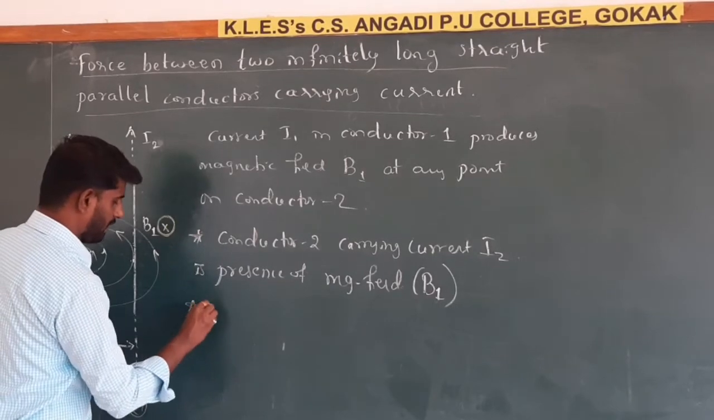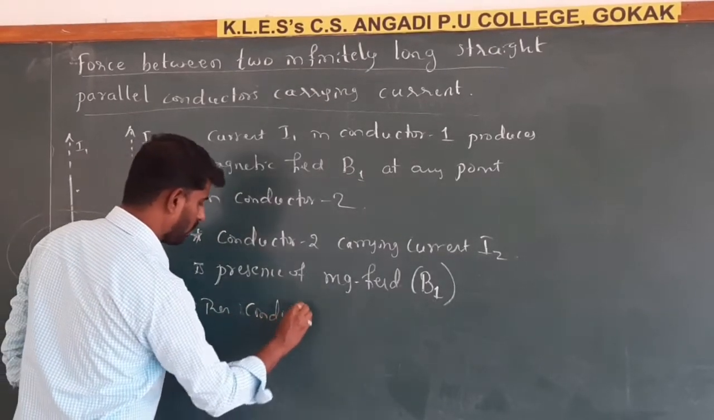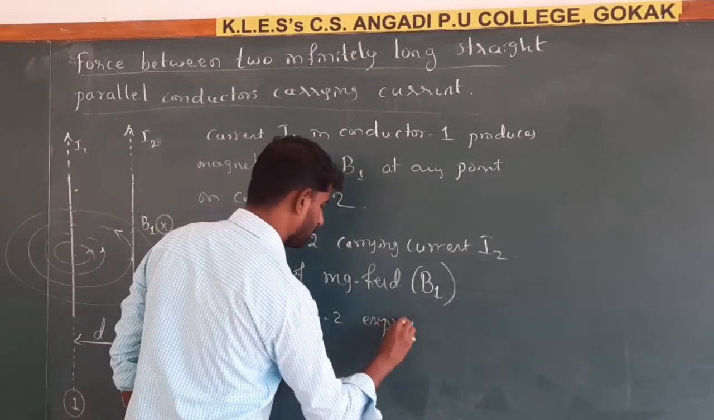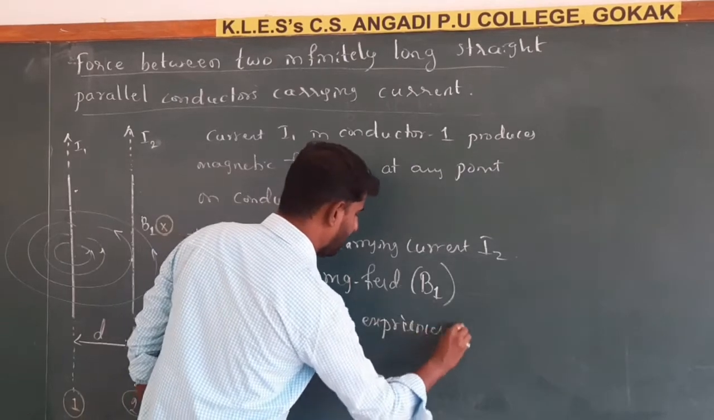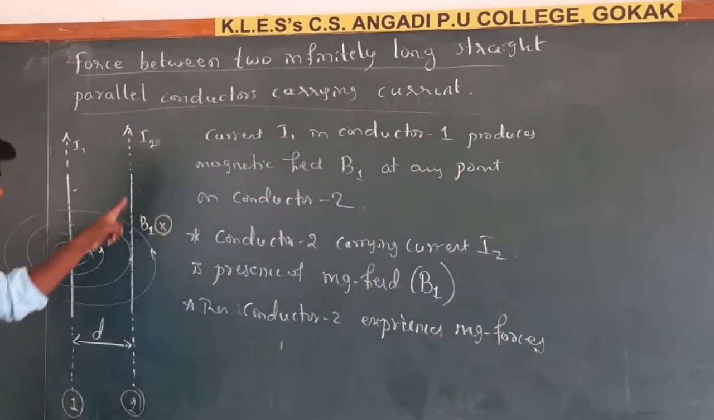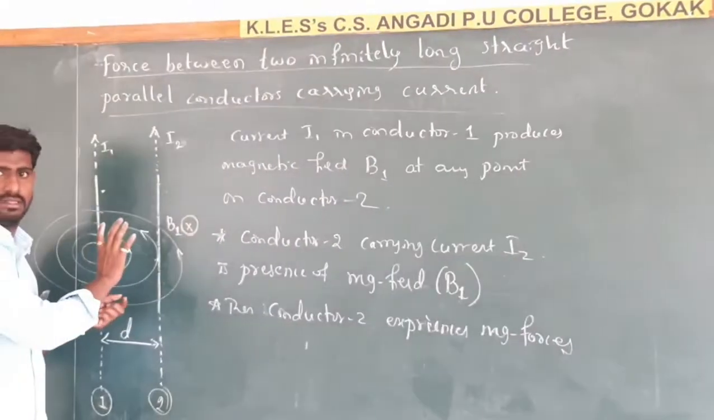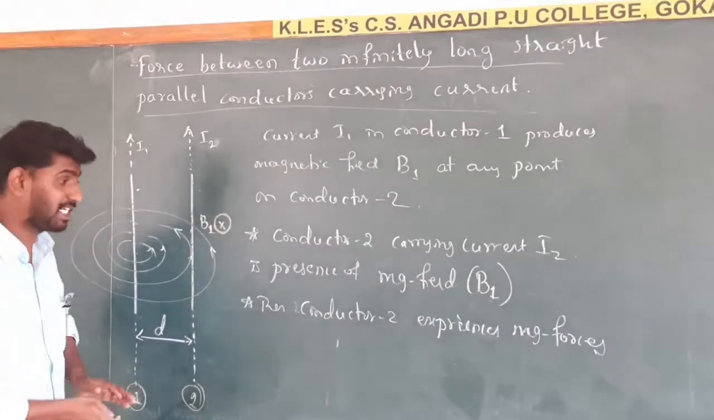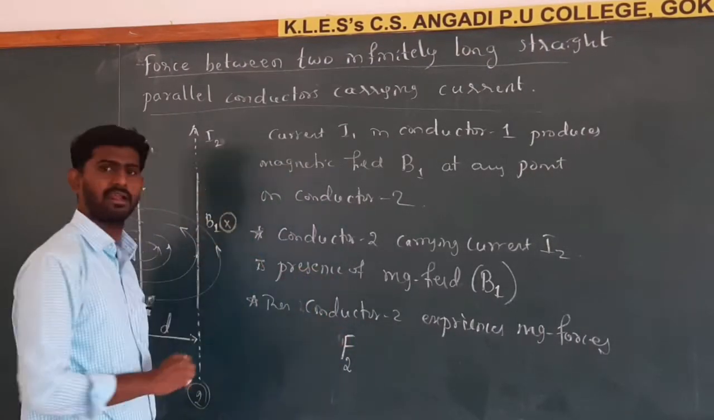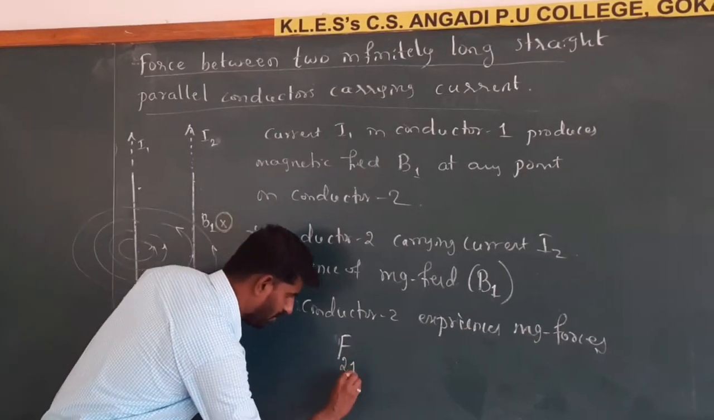If so, then conductor 2 experiences a magnetic force. See here, this conductor 2 is carrying current I and a magnetic field is there. So that is why it experiences the magnetic force. I call this the force experienced by the second conductor due to the field of the first one.